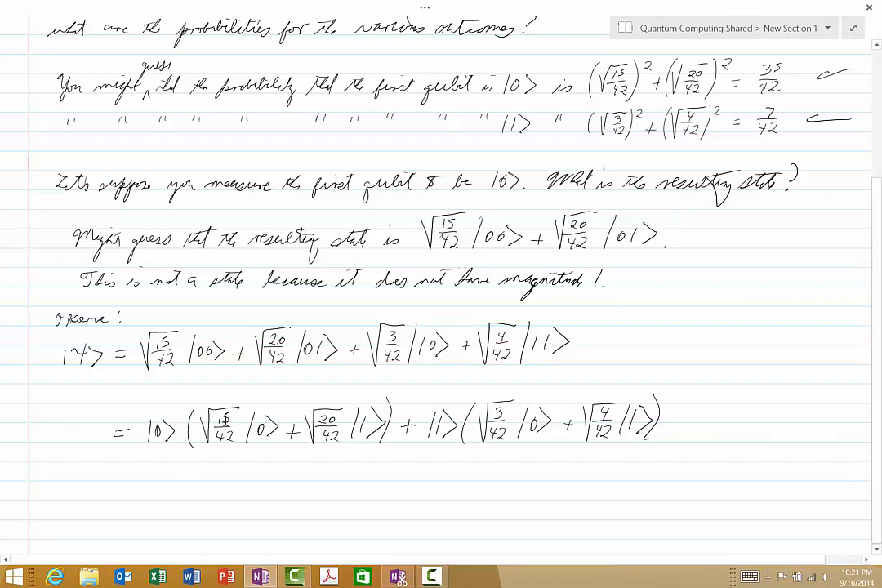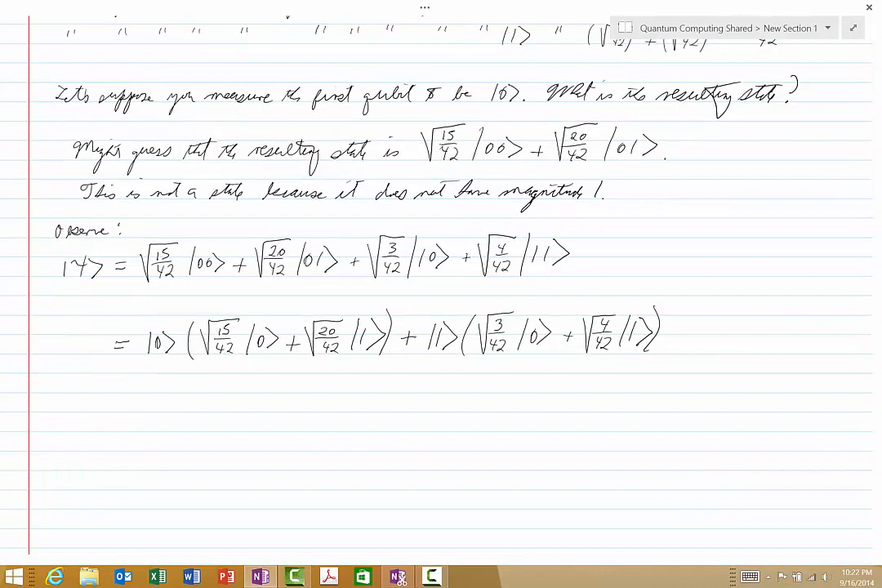Now, this is all set up so that you can see if we measured 0 for the first qubit, then the resulting state should be somehow related to this, but with some kind of normalization factor. And likewise, if we measured the first qubit to be 1, then the resulting state should be this, but again with some kind of normalization factor built in. And so the way that we get this normalization factor is the following.